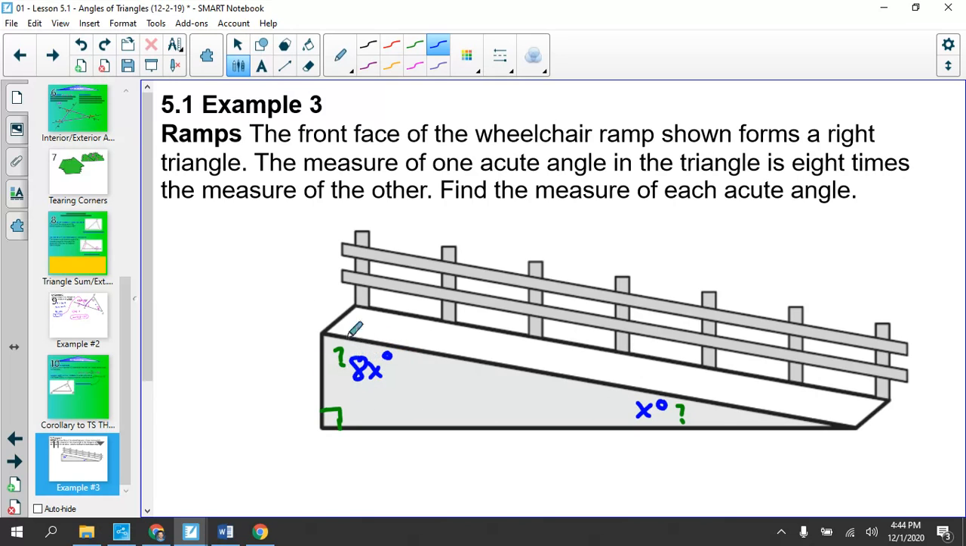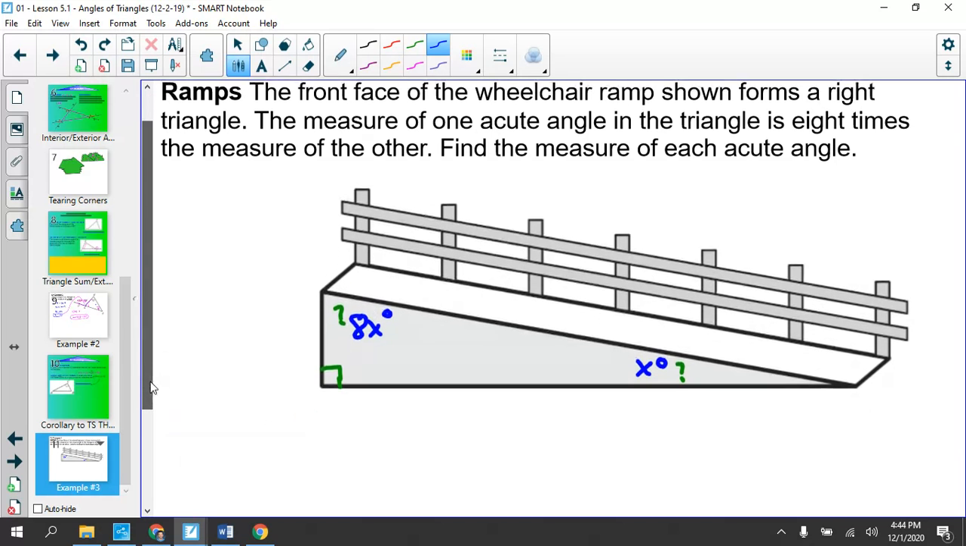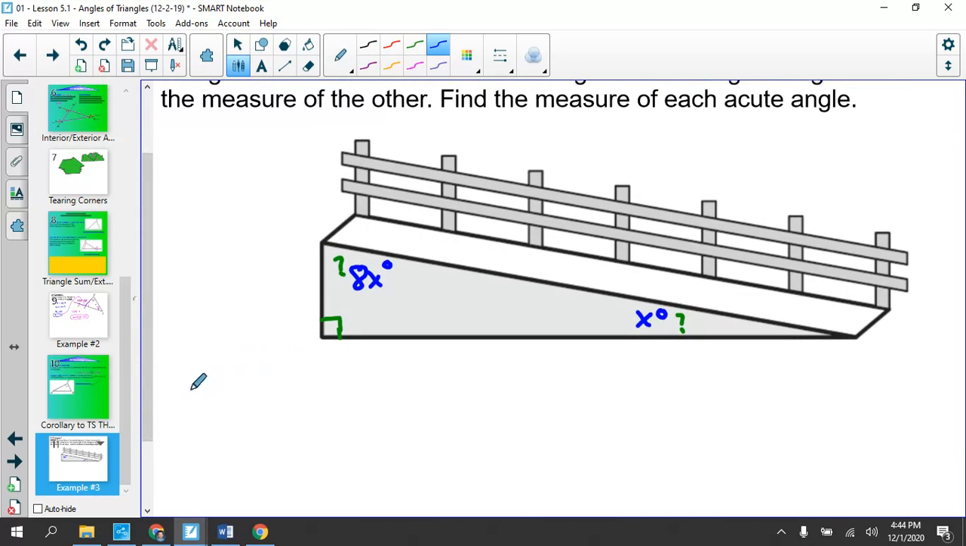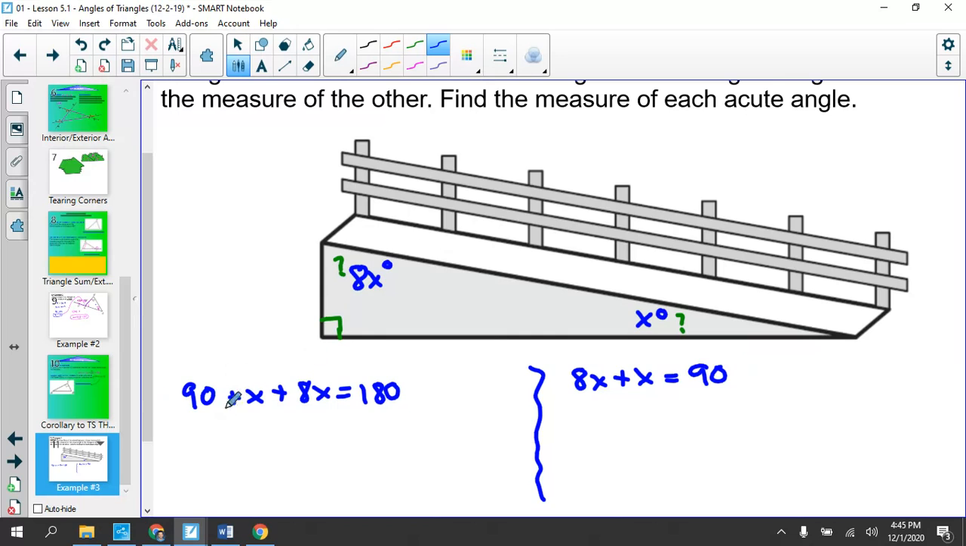Then there are different ways I could set this up from here. Let's scroll a little to get some workspace. I could go, like I said before, 90 plus x plus 8x equals 180 because they're interior angles. Or if I wanted to apply that corollary, I've got 90 right here, so can I just work with 8x plus x and say that that's equal to 90? I sure could, because the only thing that changed is I subtracted a 90 from both sides. However you see it, we're going to get to the same spot.